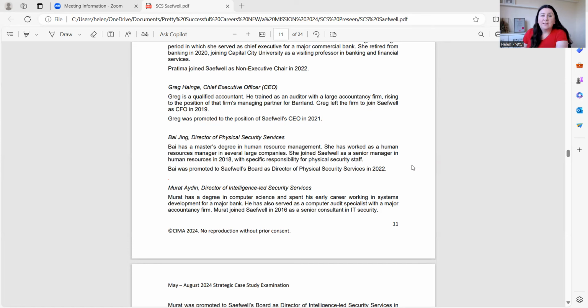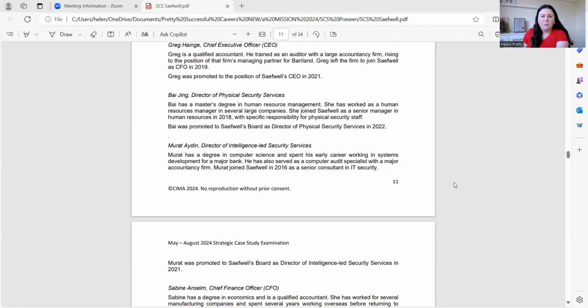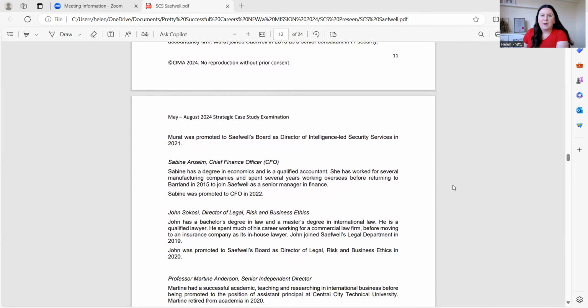We have the Director of Intelligence-Led Security Services, Murat Aydin. Murat has a degree in computer science and spent his early career working in systems development for a major bank. He also has served as a computer audit specialist with a major accountancy firm. Murat joined Saefwell in 2016 as a senior consultant in IT security. Murat was promoted to Saefwell's Board of Director of Intelligence-Led Security Services in 2021. I'm going on to page 12 now.